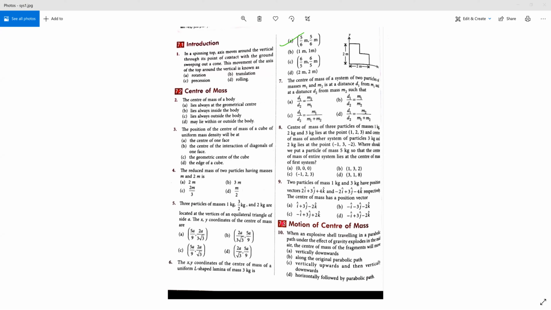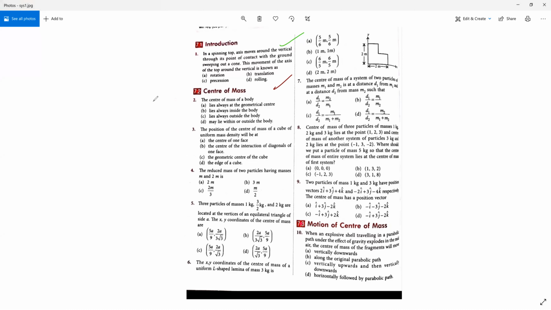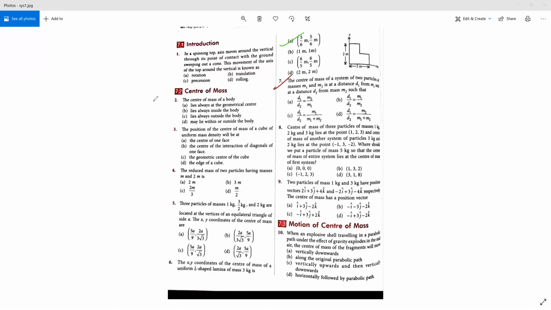Next, shall we move to the seventh one? What do they ask in the seventh question? The center of mass of a system of two particles of masses m1 and m2 is at a distance of d1 from m1 and at a distance of d2 from m2, such that, four options they have given.